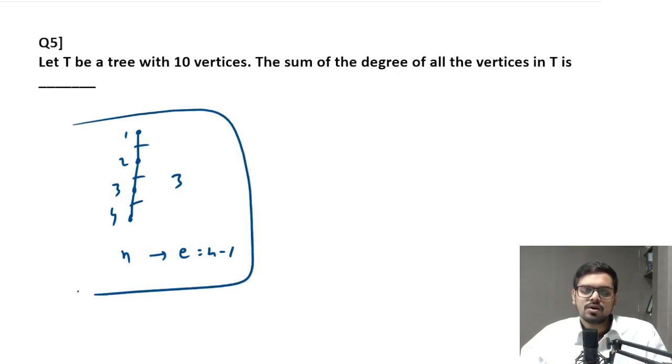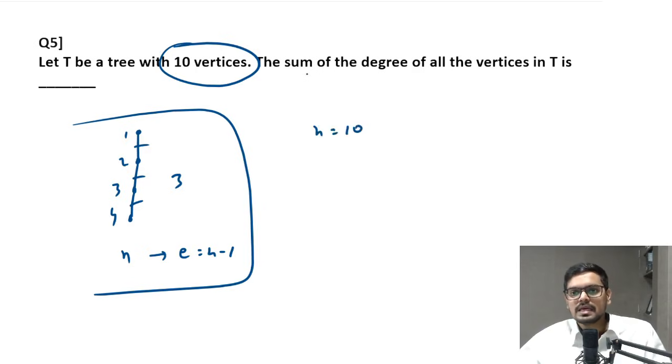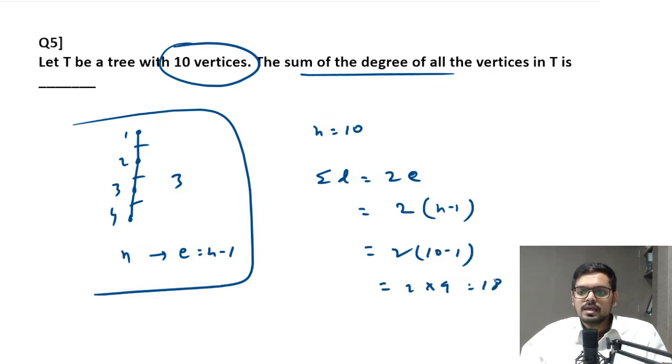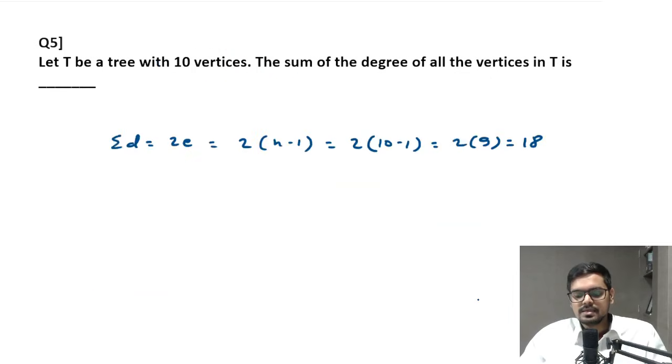Already we have seen this kind of question earlier. Now they are saying we have a tree with 10 vertices, so n is equal to 10. The sum of the degree is what? The sum of the degree is twice the number of edges. Handshaking theorem. So this was a handshaking theorem question, but based on the tree graph. Here see carefully, E is n minus 1, n is 10, so 2 into 9, 18 is the answer. Yes, 18 is the answer.